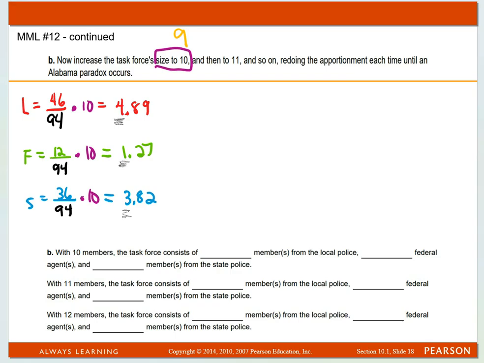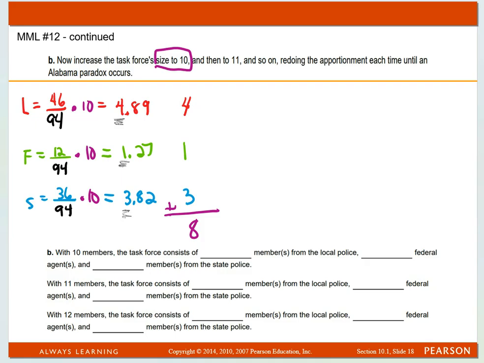The local police are going to get 4. The federal agents are going to get 1. And the state guys are going to get 3. And of course, when I add that up, 4 and 1 and 3 is only 8. But this time, there are 2 extra seats. There was a total of 10 this time, right? Forget that 9. And I've got 8. I need 2 more seats.